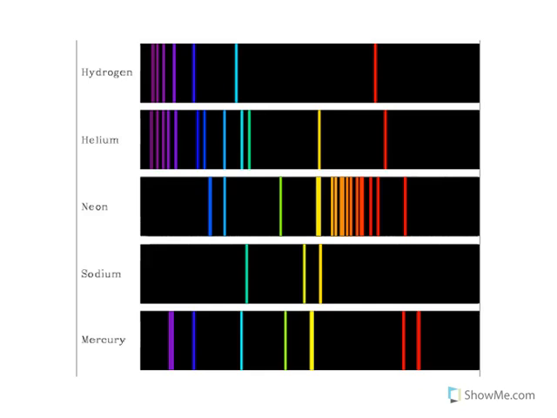And passing the light emitted by an element through a prism gives what's called the atomic emission spectrum of that element. And the emission spectrum of each element is unique to that element. It's basically like a fingerprint for each element. So this makes emission spectra extremely useful for the identification of unknown or inaccessible substances.